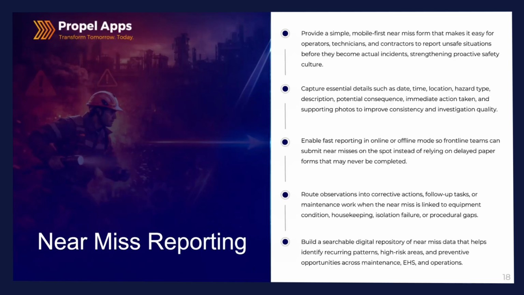A mobile first near miss form makes it easy for operators, technicians, or safety officers to report unsafe situations quickly. The form can capture essential data such as date, time, location, type of near miss, description, potential consequence, any immediate action already taken, and supporting evidence. Most importantly, observations can be routed into corrective actions, follow up tasks, or maintenance work when the near miss is related to asset condition or some kind of issue with an asset.